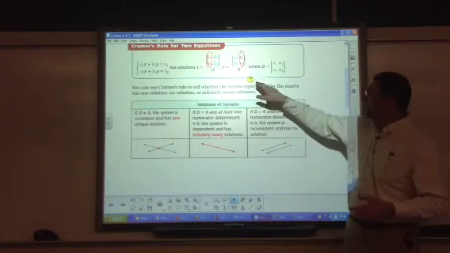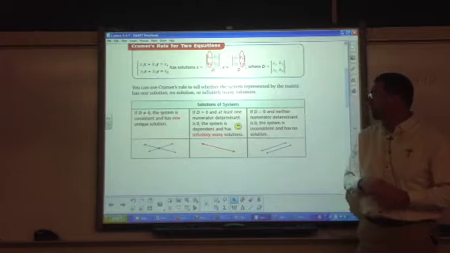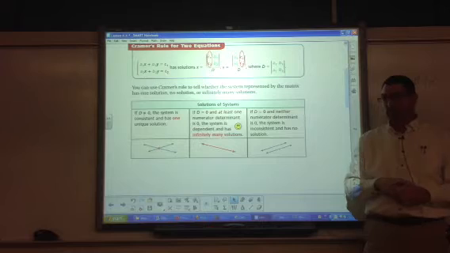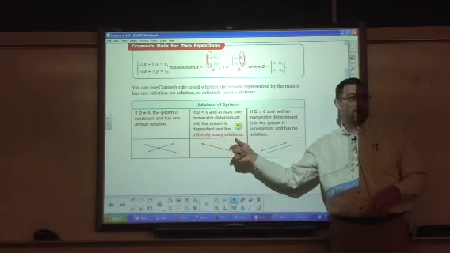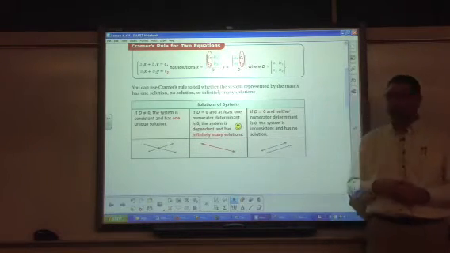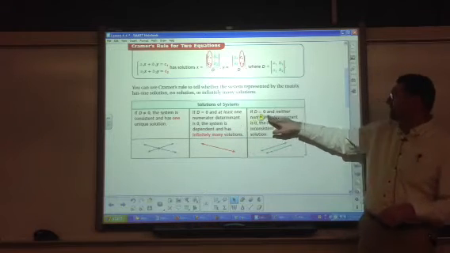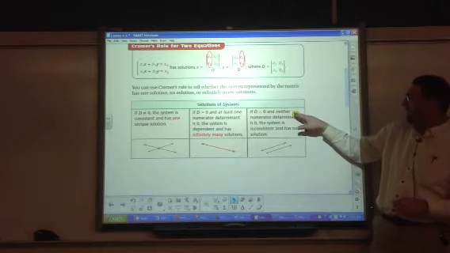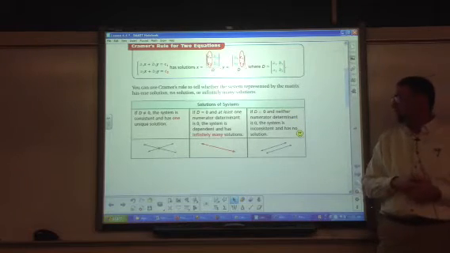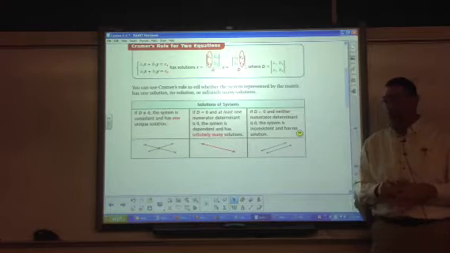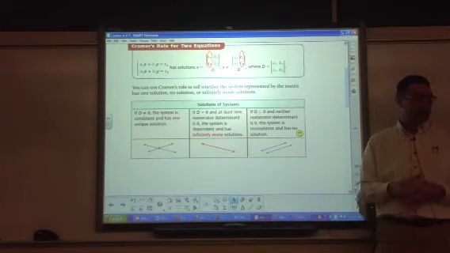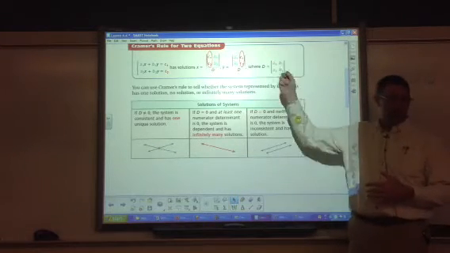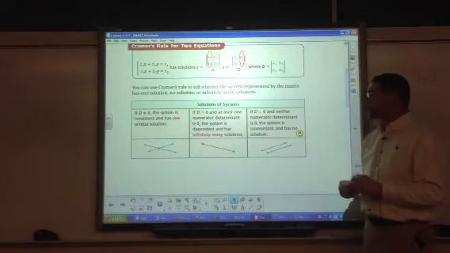Okay. So if the determinant ends up being 0, and at least one of the numerator determinants is 0, then you have the same lines and infinitely many solutions. If D is 0 and neither of the numerator determinants is 0, then you have an inconsistent system and no solution. Those are parallel lines. So we've learned how to do that stuff a couple different ways. Here's a way when we're talking about matrices and Cramer's rule.